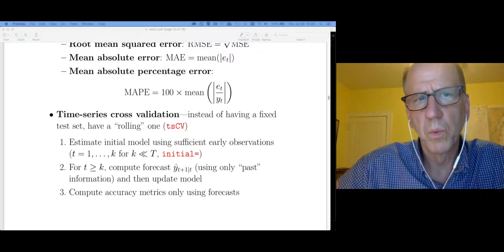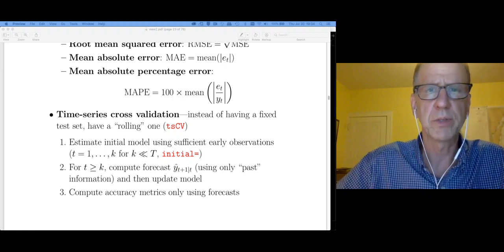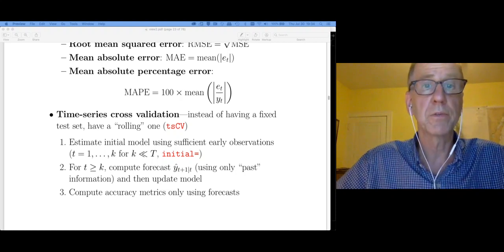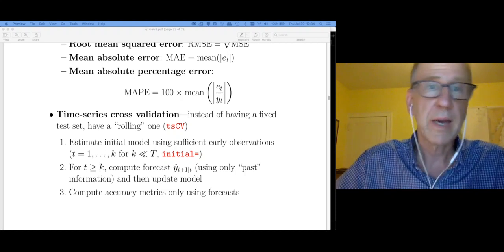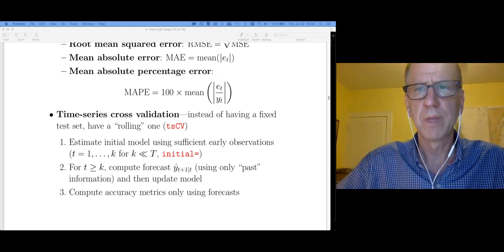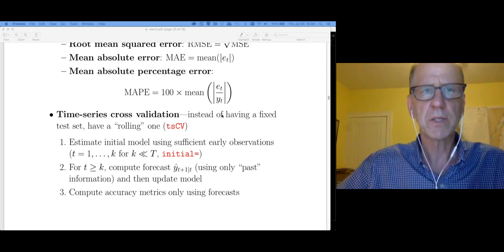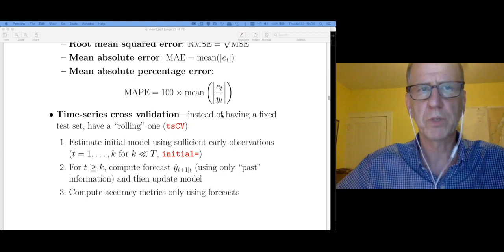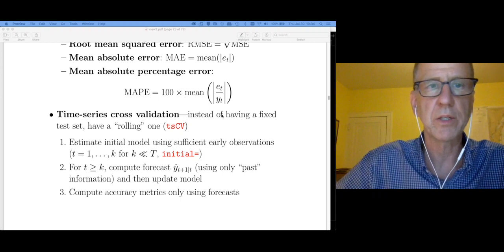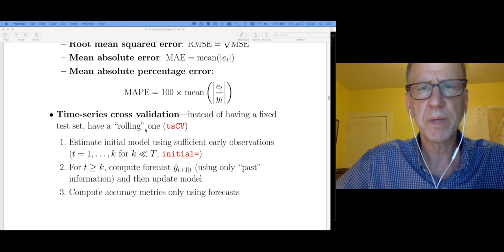So I want to talk about one more approach to evaluating time series models. This is called time series cross-validation, and it's very similar to k-fold cross-validation that we used with machine learning models. So here's the basic idea. Instead of having some fixed test set and training set, where I just use the first capital T cases for my training set, and then I've got a few other cases for my test set, I want to have a rolling one. And so here's what I mean by a rolling one.